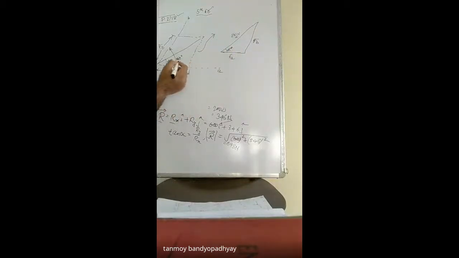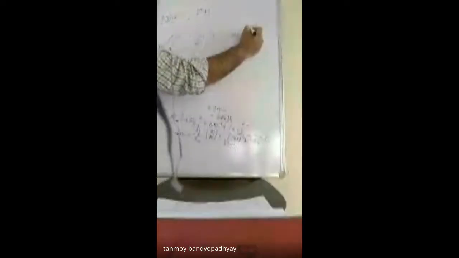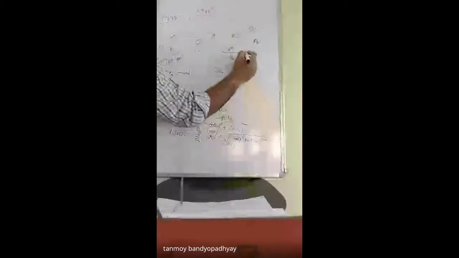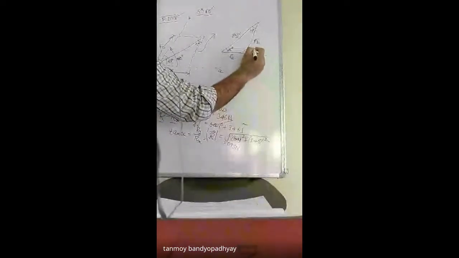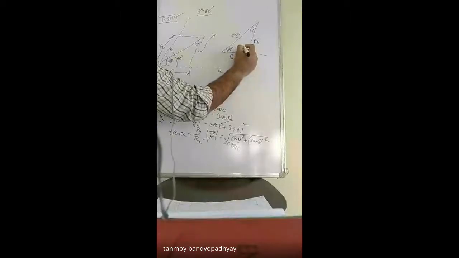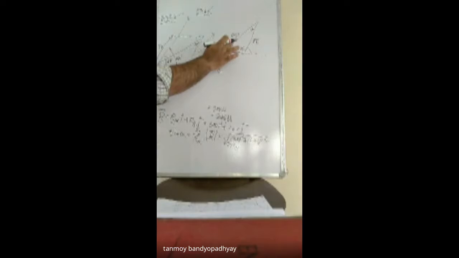And this angle was 15 degree. So if this angle is 15 degree, this angle will be 15 degree. Using the law of triangles, what will this angle be? Since this angle is 60 degree, this angle will be 120 degree. So this is 45 plus 15, it is 60 plus 120, so the total angle is 180 degree.